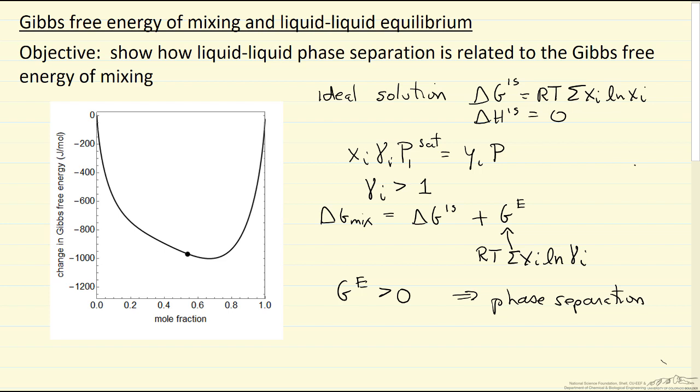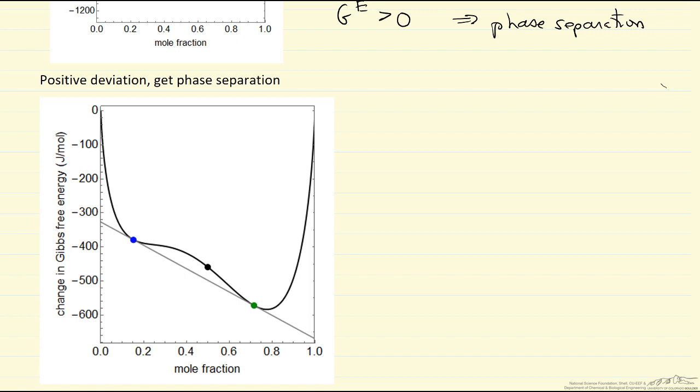Let's look at what that looks like on the Gibbs free energy plot. Here, this figure indicates phase separation because we have two minima in the Gibbs free energy versus mole fraction plot, such that I can draw this straight line, which is tangent to the curve at the two points indicated by the blue and the green circles.